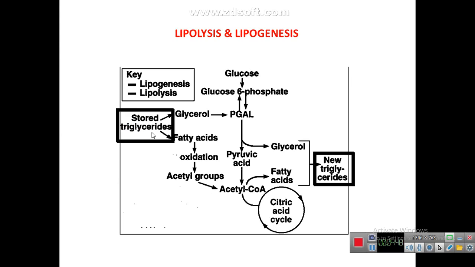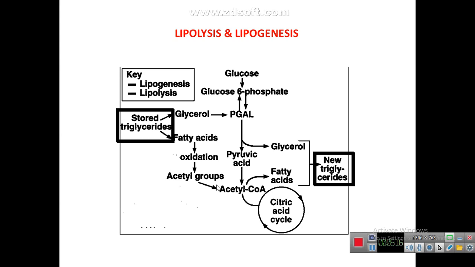If the body needs energy, the stored triglyceride can break down into glycerol and fatty acid. The glycerol can be converted into PGAL that undergoes the process of glycolysis, and fatty acid by means of oxidation can produce many acetyl groups. This acetyl group, when combined with coenzyme A, results in the formation of acetyl coenzyme A.